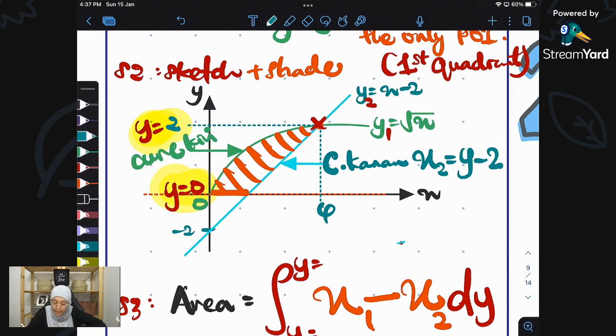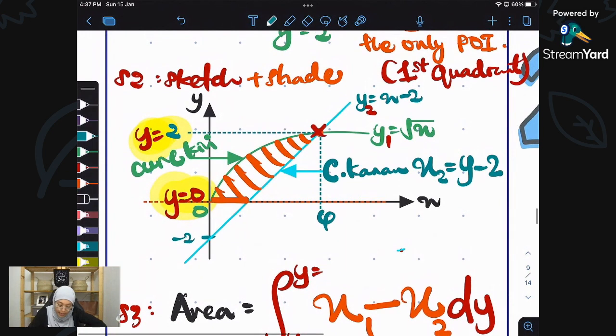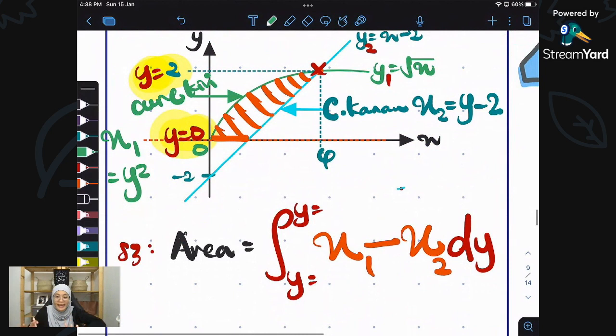Okay, and then curve kiri pula, jadikan X sebagai subjek. Curve kiri adalah X1. Jadikan dia subjek, kita akan dapat X1 bersamaan dengan Y squared. Okay, careful ya guys. Kena tengok hati-hati. Jadikan dia sebagai subjek.